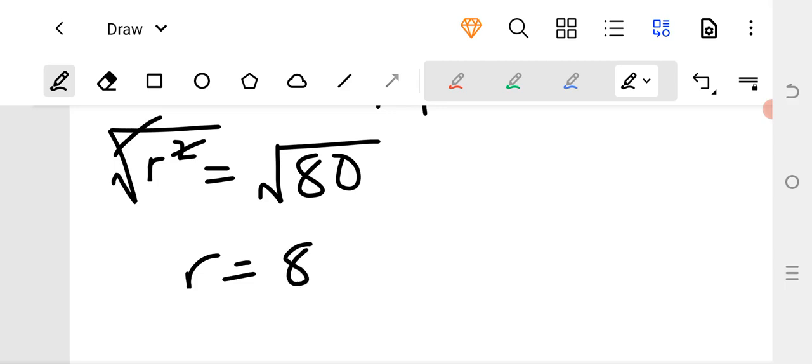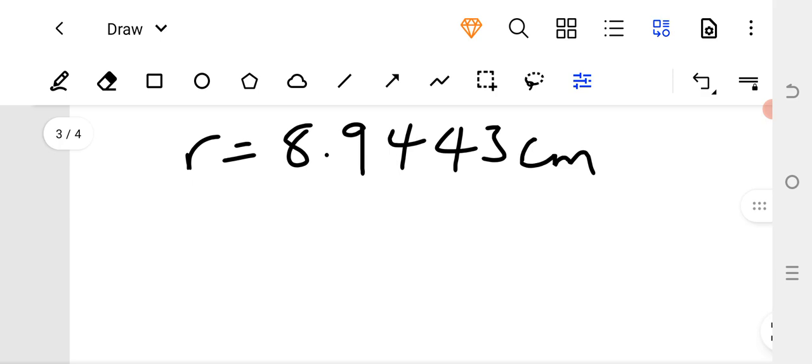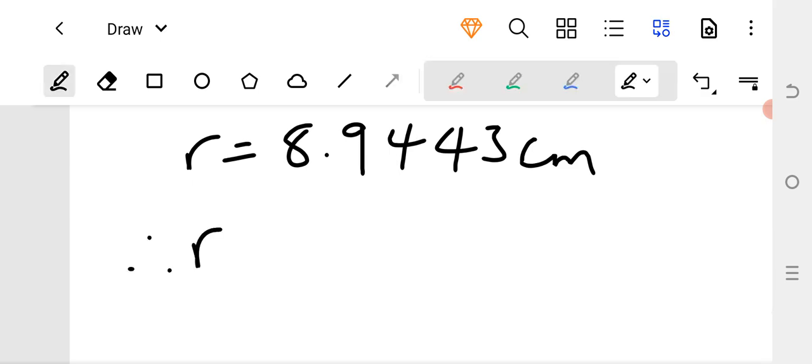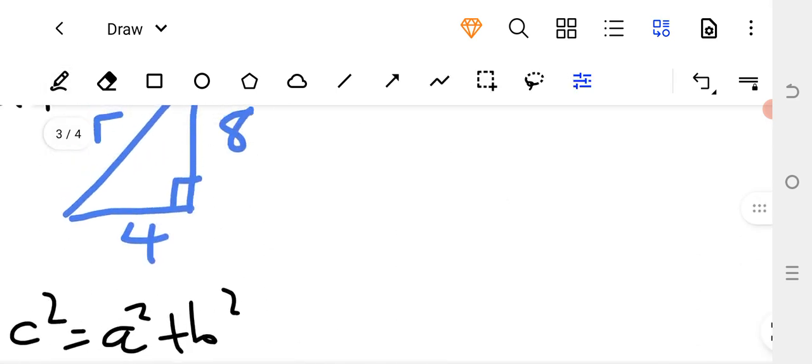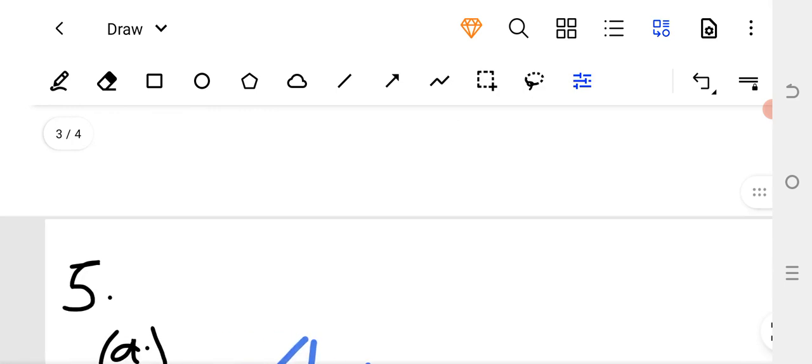Square root of 80 is what? It is 8.9443, so 9443 centimeters, and your question will just find r. Therefore, r is equal to 8.94 centimeters, and that's all they needed from you to have your 2 marks. Just need to understand that kind of logic.